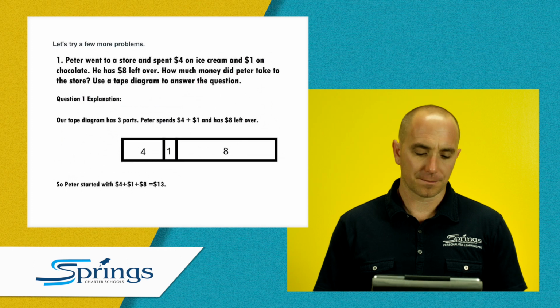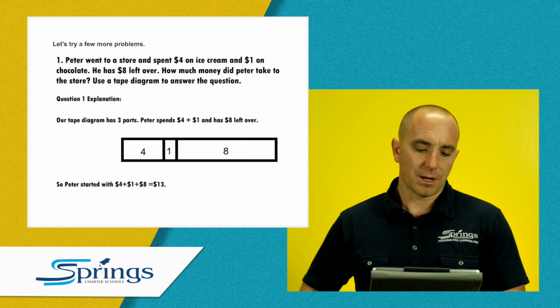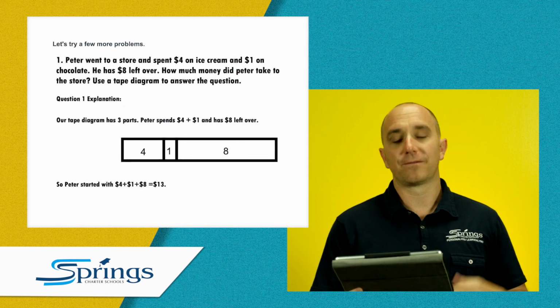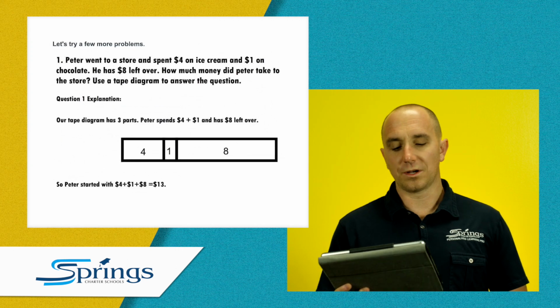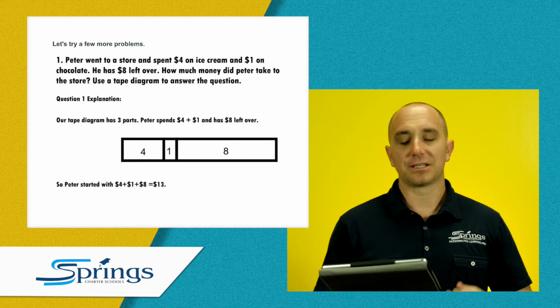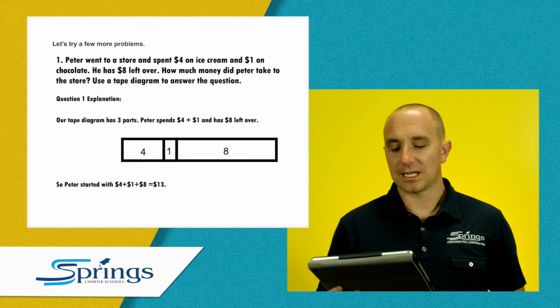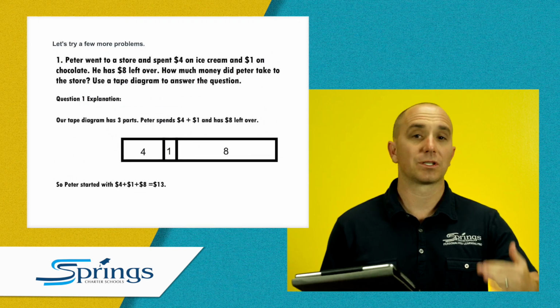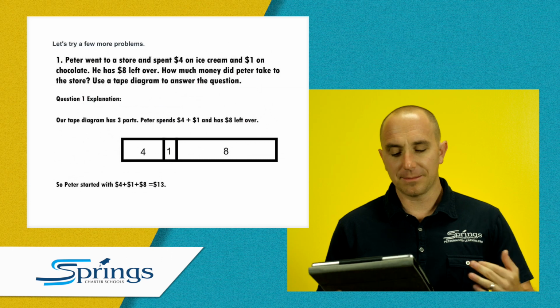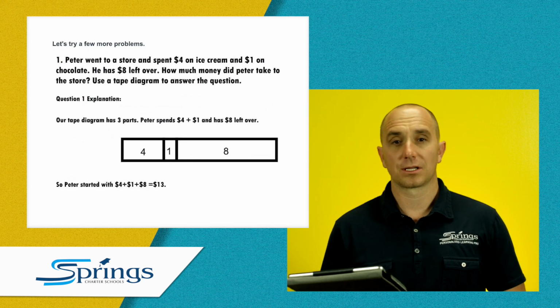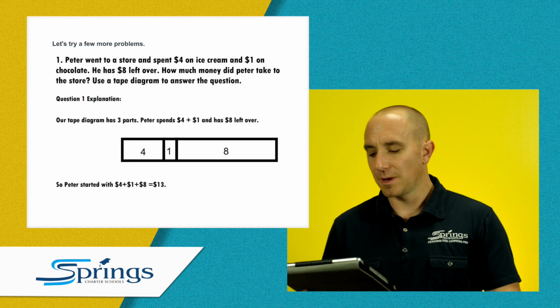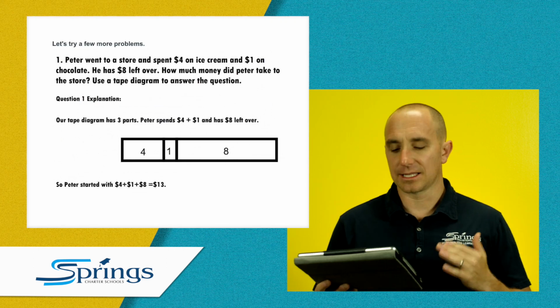All right, let's try a couple more. In this one, Peter went to a store and spent $4 on ice cream and $1 on chocolate. He has $8 left over. How much money did Peter take to the store? We're going to use a tape diagram to answer this question. This one's a little simpler. Our tape diagram is going to have 3 parts: the 2 parts that he spent and the 1 part, the money that he has left over.